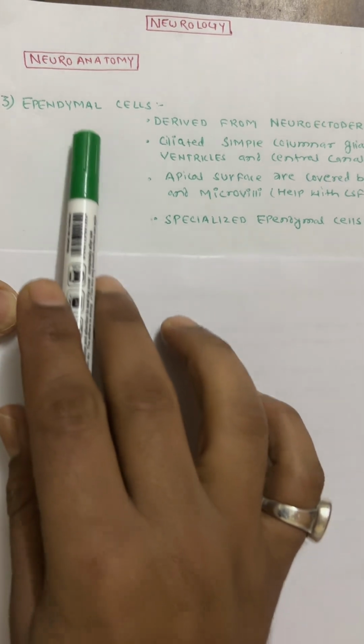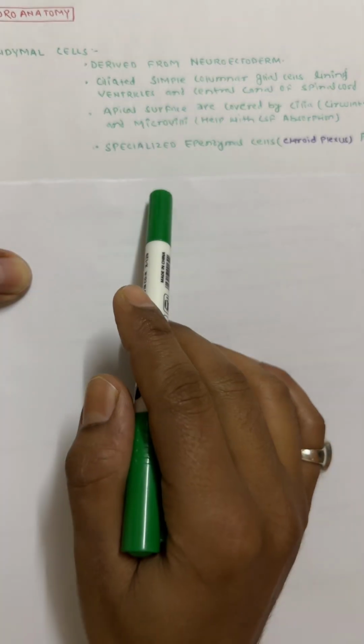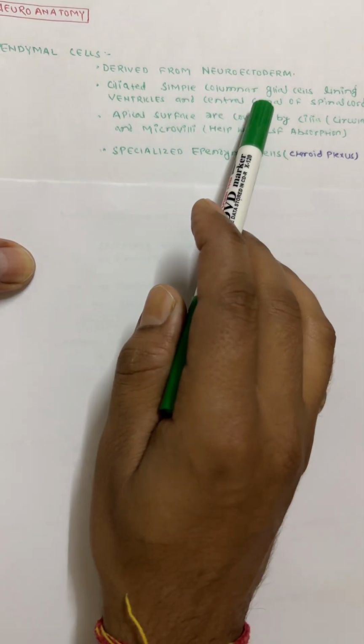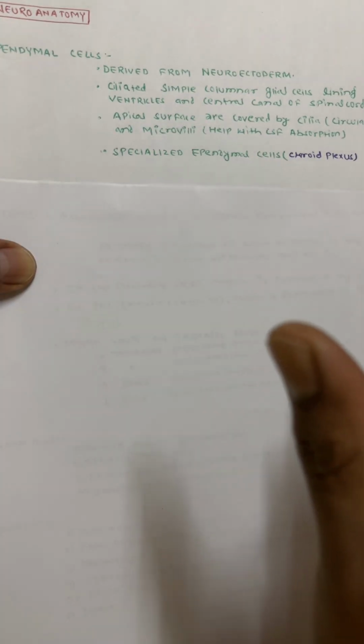Now we'll talk about ependymal cells. Ependymal cells are derived from neuroectoderm. Remember that they are derived from neuroectoderm, and these ependymal cells are ciliated simple columnar glial cells. Basically these ependymal cells line the ventricles and the central canal of the spinal cord.